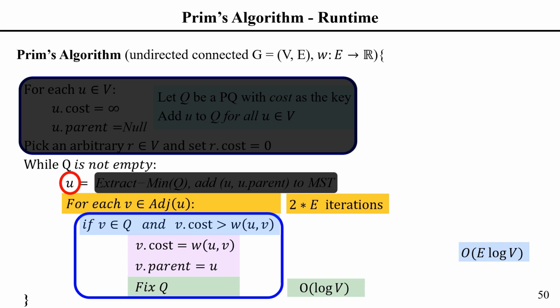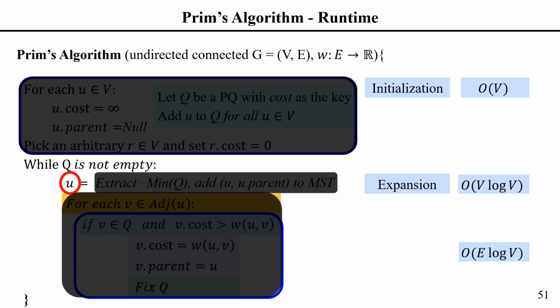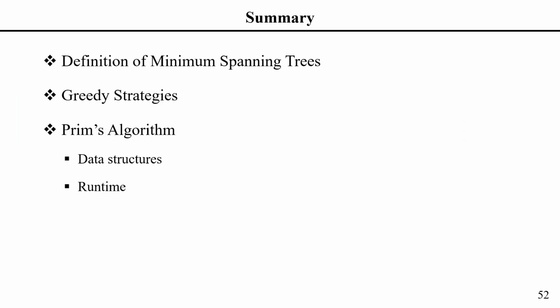Alright, so overall, the initialization stage takes order v time, expansion takes order v log v time, update takes order e log v time. And usually e is larger than v, so the overall runtime is order e log v. If you want to be precise, you can also write order e plus v times log v time. Alright, that's the runtime for Prim's algorithm.